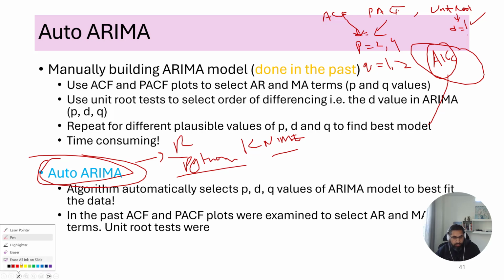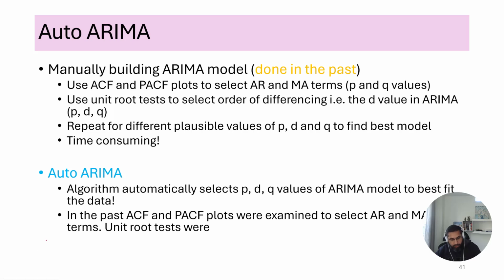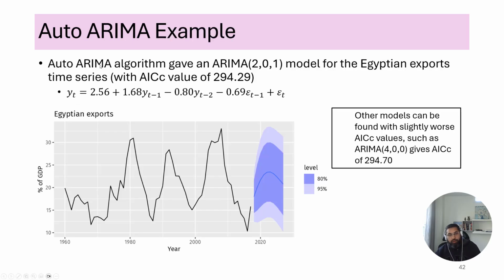Okay, so let's look at an example. This is Egyptian exports data. This is annual data, so there's no seasonality. Remember, annual data does not have seasonality. This is annual exports, right? So we don't have to use seasonal ARIMA.